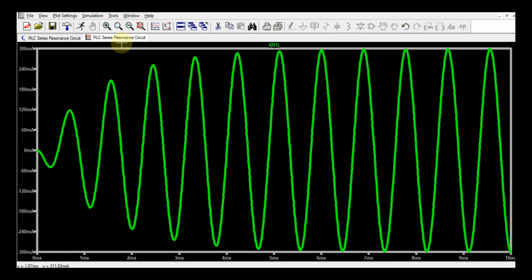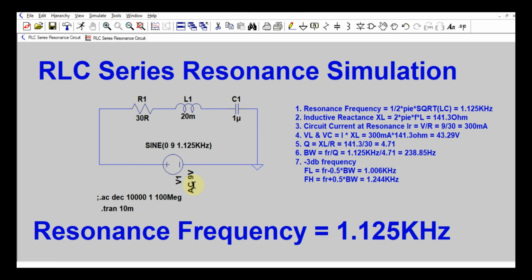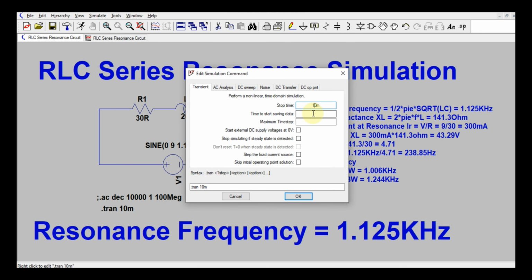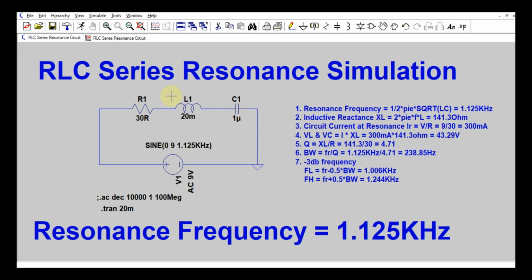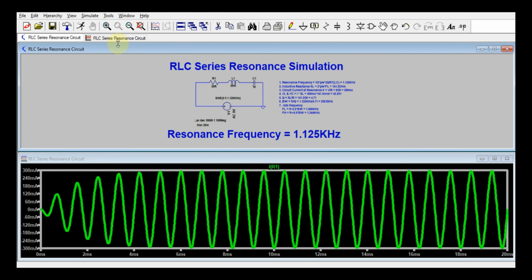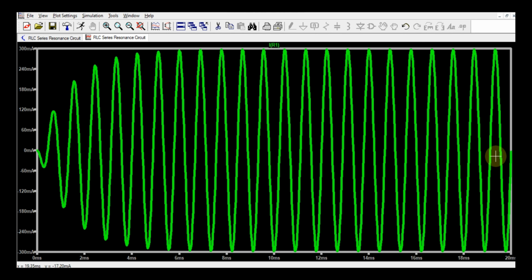Let me further zoom it. If you want to get more cycles, you may use some 20 millisecond here. Run the simulation again and you can see here. So now we are checking the current at the resonance, right? The current at the resonance.